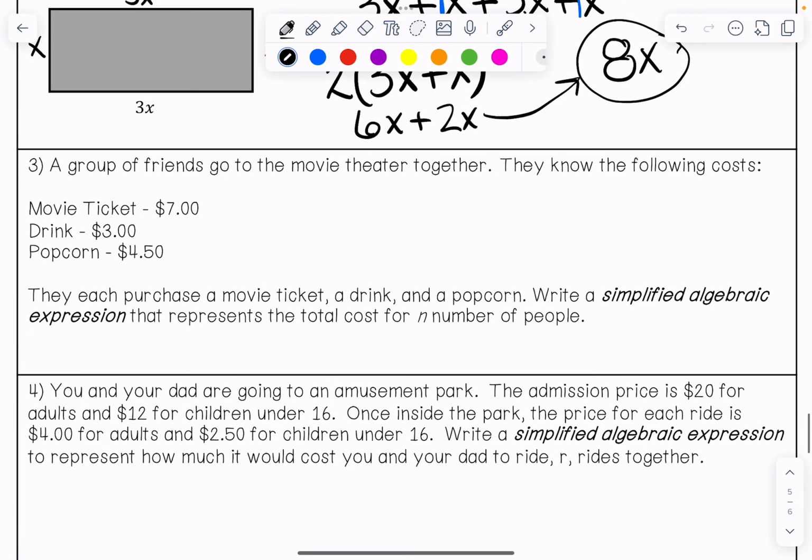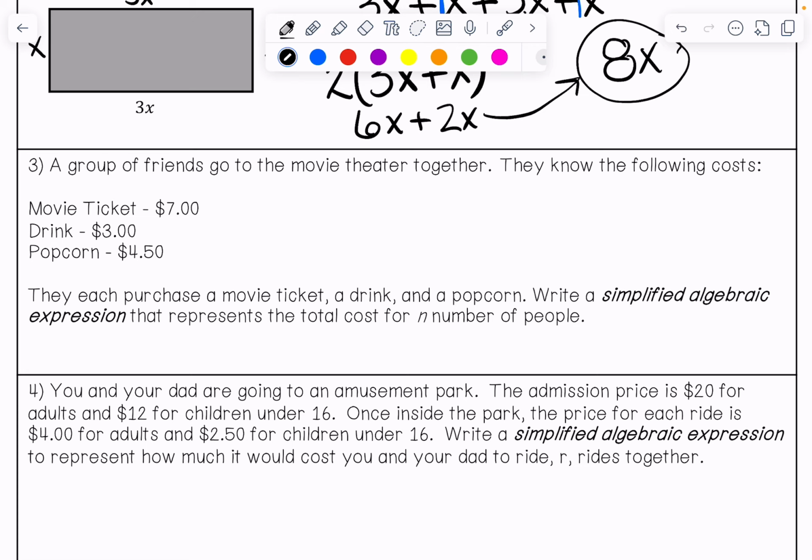All right, number 3, a group of friends go to the movie theater together. They know the following cost. A movie ticket is $7, a drink is $3, and popcorn is $4.50. They each purchase a movie ticket, a drink, and a popcorn. Write a simplified algebraic expression that represents the total cost for n number of people.